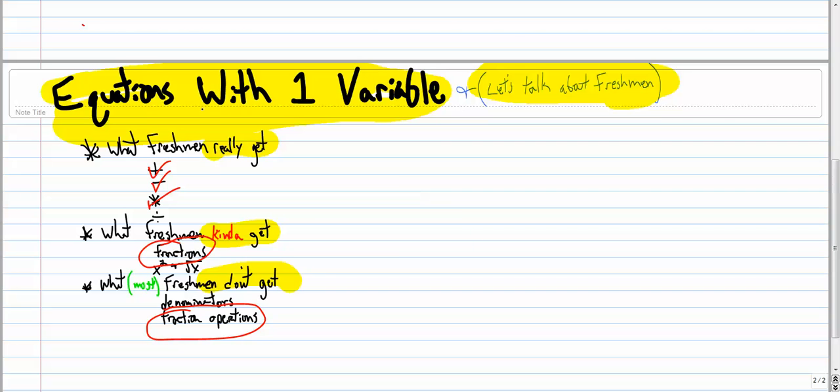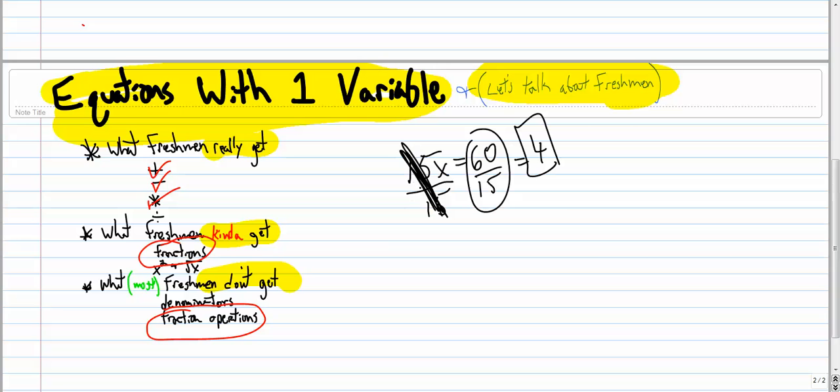Okay, something else that freshmen get. They understand that if you have 15x equals, let's say, 60, and you want to get the x by itself, you divide by that 15, and that cancels it out. Whatever you do to one side, you do to both, and that's reducible. Both of those numbers go into 15. You wind up with 4, so x equals 4. Freshmen get that pretty well. That's not a big deal for them.